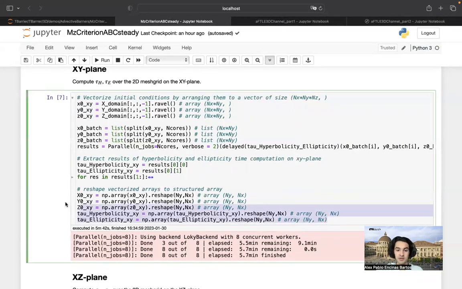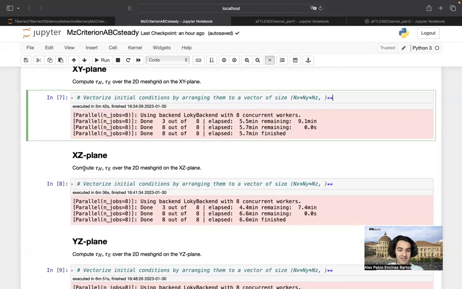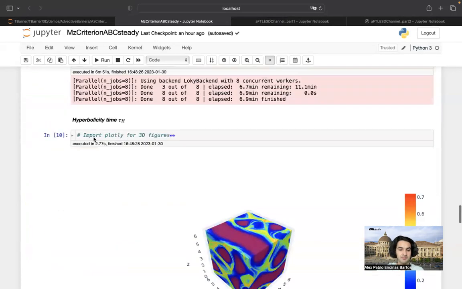Then we need to compute the time spent in hyperbolic and elliptic flow regions for the initial conditions, but with respect to a mesh grid. So here we simply reshape it to a mesh grid, because initially everything has been vectorized and put into batches so that we can do the parallel computation. The same is done also for the XZ and YZ plane.